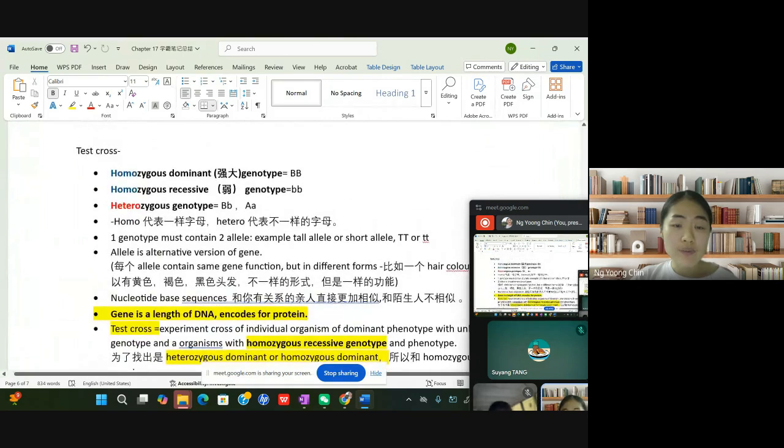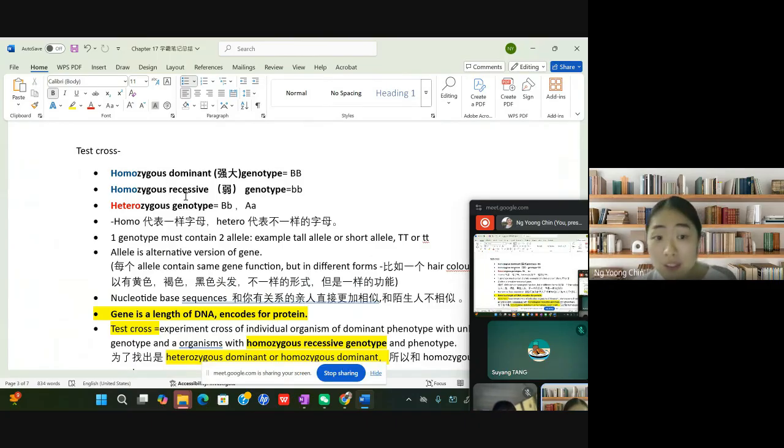And then you have the homozygous. What do you mean by homozygous? Homozygous refers to the same. Homo means same, hetero means different, difference in their genotype. So if homo, you have homozygous dominant or homozygous recessive. Homozygous dominant means it's both the same genotype.